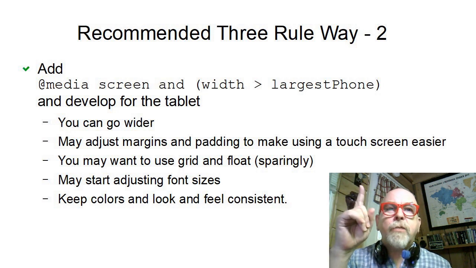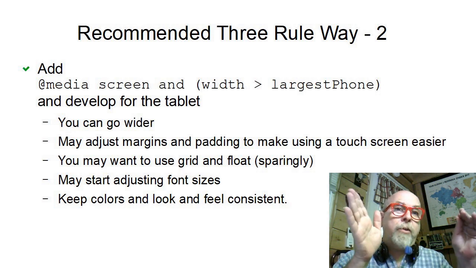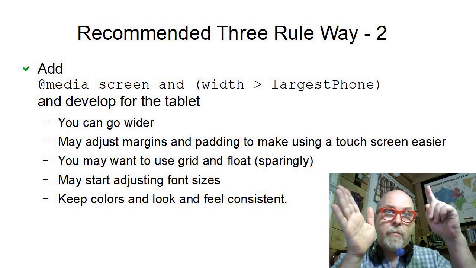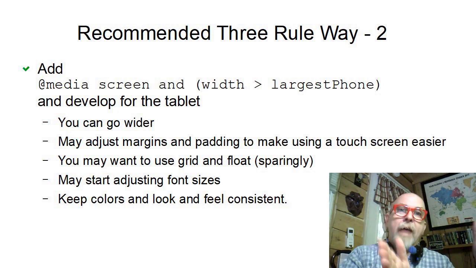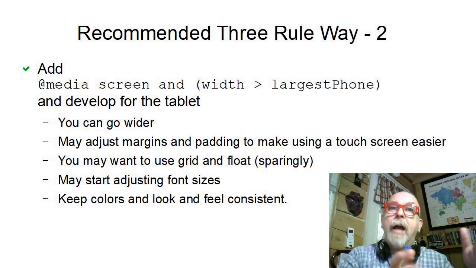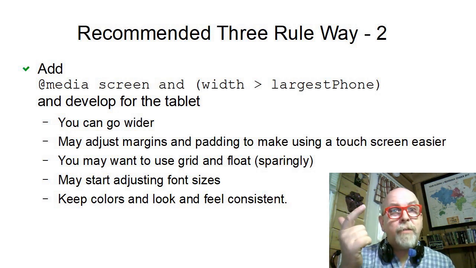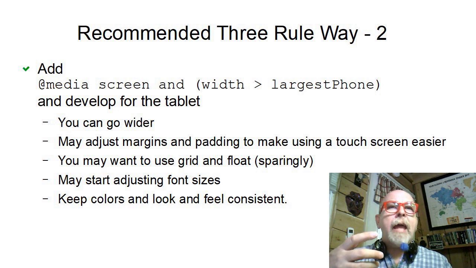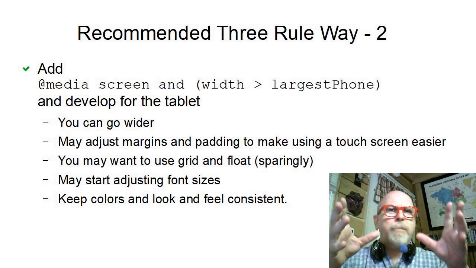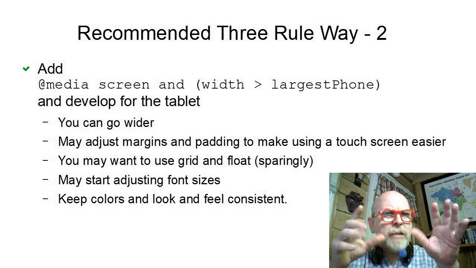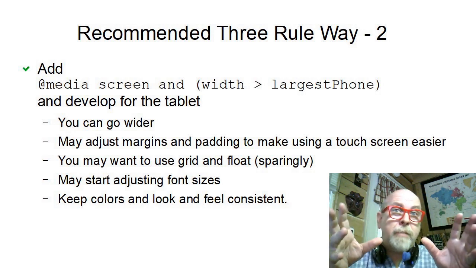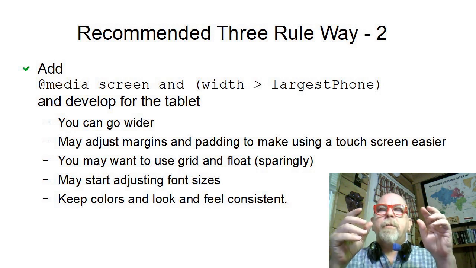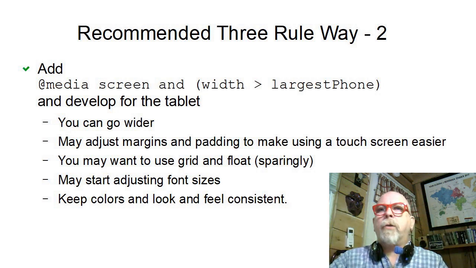So define this rule so that now any device wider than this, the largest phone, will have this second set of style applied as well as the first set of style applied. So now we're going wider. Adjust the margins and the padding because your screen is bigger. So you might be able to shrink some things, or you might have to make things bigger to make the tablet display work right.